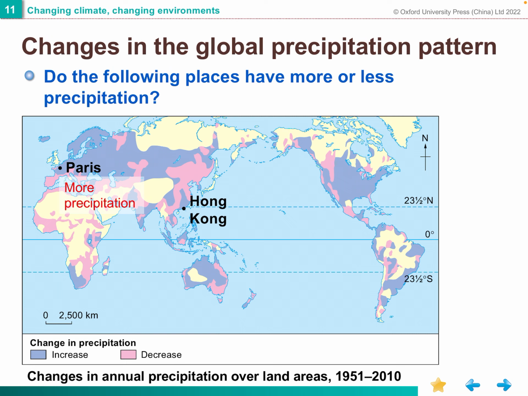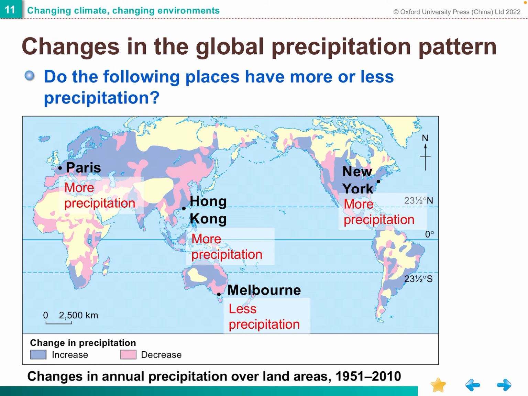Hong Kong, I mentioned already, more rainfall, more precipitation. Next one, Melbourne, less rainfall. Last one, New York, more rainfall. So some places more rainfall, some places less rainfall. So global warming and climate change cause different changes in the rainfall pattern. Some more, some less. The total amount is similar, but some places have much more and the opposite places have much less. So next part.